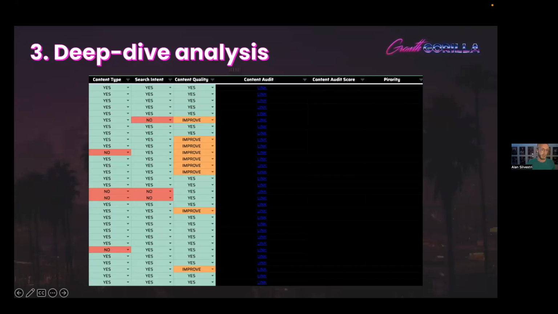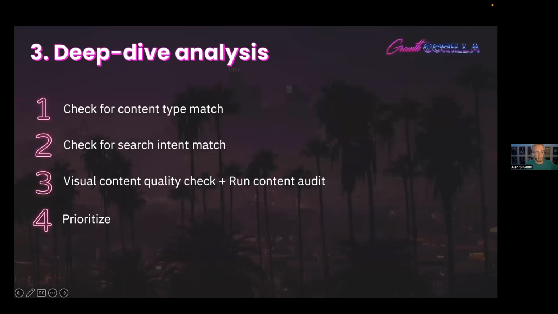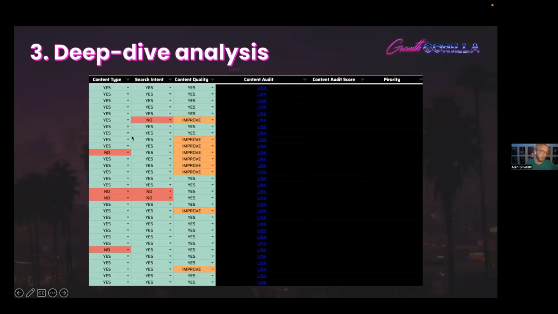This is what the right part of the spreadsheet looks like. So you have a column for content type, a column for search intent, and a column for content quality. Okay, so you can see basically the first 2 columns are a yes or no, so whether it matches or it doesn't, and the third column is a yes, or otherwise improve the page. So if you get a lower score, then you will mark it as improve, right? So you know that your content team needs to take the results from the content audit or the content report to essentially try to improve the content to get it up to par with what's ranking, right?